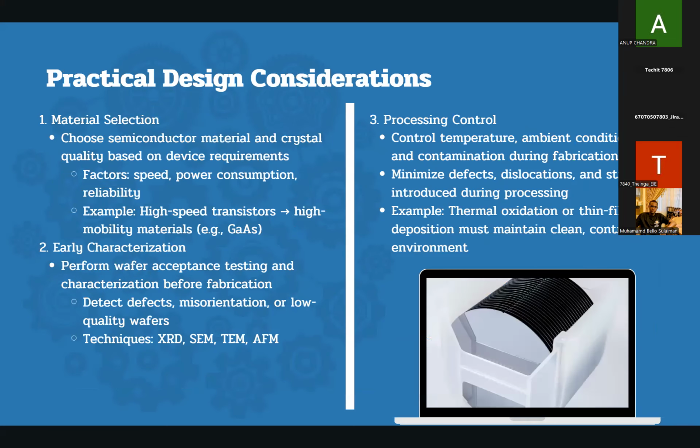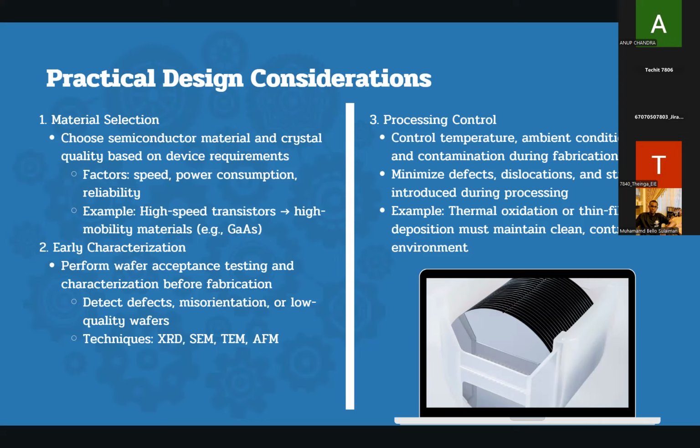Then the practical design considerations. Let's start with the first part, which is material selection. When moving to practical design, engineers focus on these three. In material selection, we must match the material to the need. We choose silicon for processors and logic, or gallium arsenide for displays. Examples are high-speed transistors and high mobility, as I mentioned earlier.